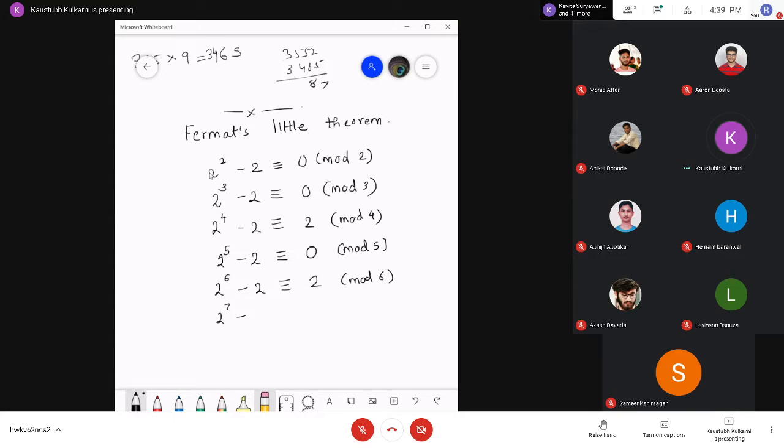Then 2 raised to 7 minus 2, we will go up to 10 or 11. So 2 raised to 7 is 128, 128 minus 2 is 126. 126 mod 7 is 0, since 18 sevens are 126. Then 2 raised to 8 minus 2 is congruent to dash mod 8. This is 256, 254. What is the remainder? 6 is the remainder. Just verify.